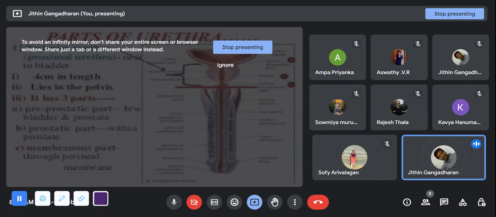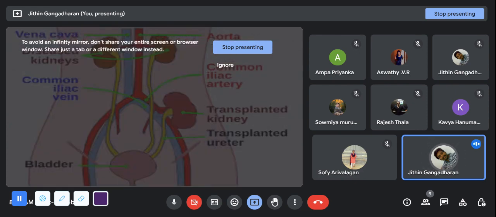Now the parts of the urethra. The urethra is 4 centimeters in length, and it is in the pelvis. It has three parts. No, just leave all those things. No questions will be asked. It is just 4 centimeters. The urethra is 4 centimeters in length.